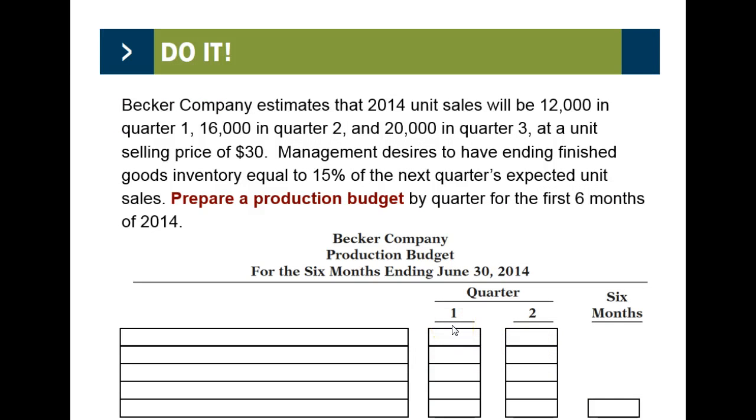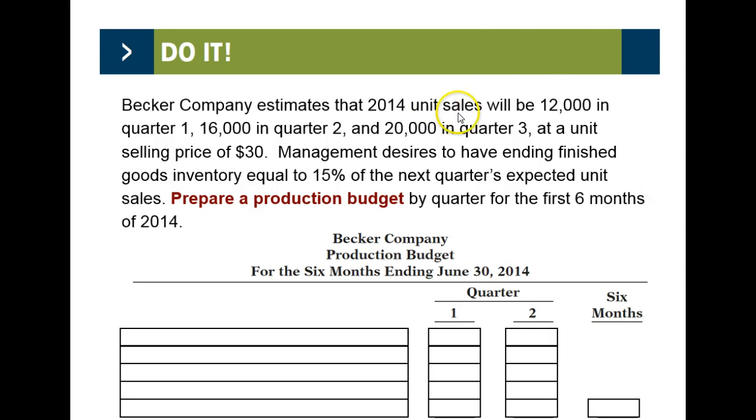Becker Company estimates that 2014 unit sales will be 12,000 in quarter one, 16,000 in quarter two, and 20,000 in quarter three, at a unit selling price of $30. Management desires to have ending finished goods inventory equal to 15% of the next quarter's expected unit sales. We need to prepare a production budget by quarter for the first 6 months.